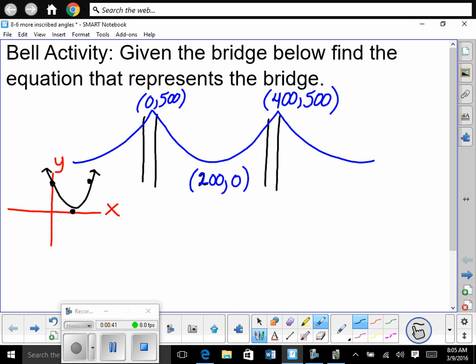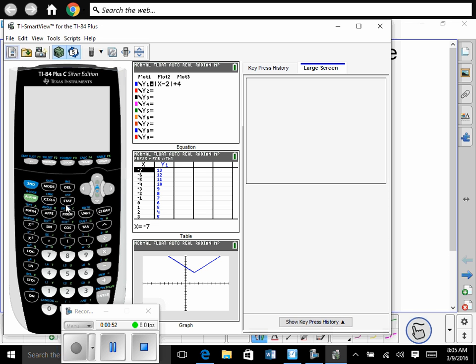So we know how to find the quadratic line, right? The quadratic equation given points. So you pull up your calculator. You have to know how to use that calculator. So you go into stat, into edit.